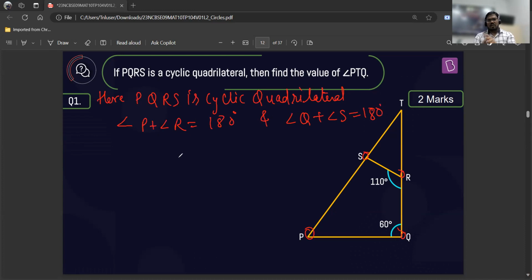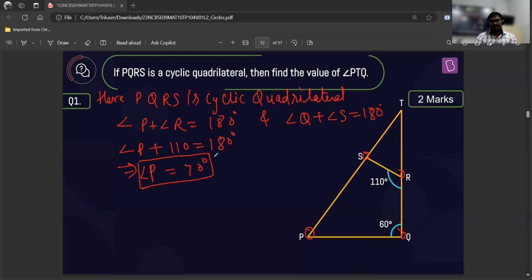So let's use any one of them. You can use both, but I am using just one of the conditions. So see, the first one, angle R is given as 110. So this is 180. So finally we got angle P is equal to 70 degrees, right? P is 70. Now we have to find the angle at T, that means PTQ.